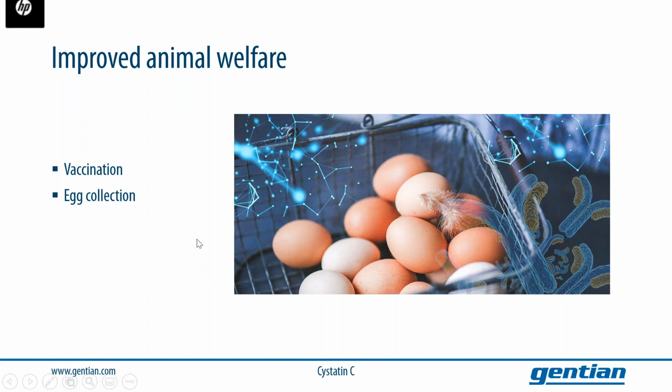When it comes to avians, we use chickens. We vaccinate the hen, and when the chicken produces antibodies, these antibodies are found in the egg yolk of the eggs that the chicken lays. So what we do is just collect the eggs, and we believe that it's much better to collect eggs than to bleed animals. So we have the improved animal welfare.